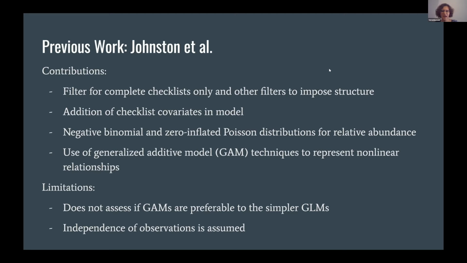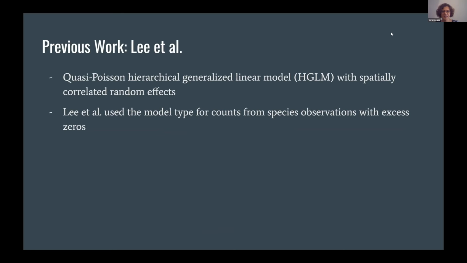However, a couple limitations. They did not assess if GAMs are preferred to the simpler generalized linear model or GLM. And they also used modeling techniques that assume independence of observations. This independence may be violated, however, if we see that the observations are spatially dependent. There is something that we can do in order to address this spatial dependence, which is a hierarchical generalized linear model, or HGLM, with spatially correlated random effects. The researchers Lee et al. used a quasi-Poisson HGLM for counts from other species observation data with excess zeros, very similar to eBird data.